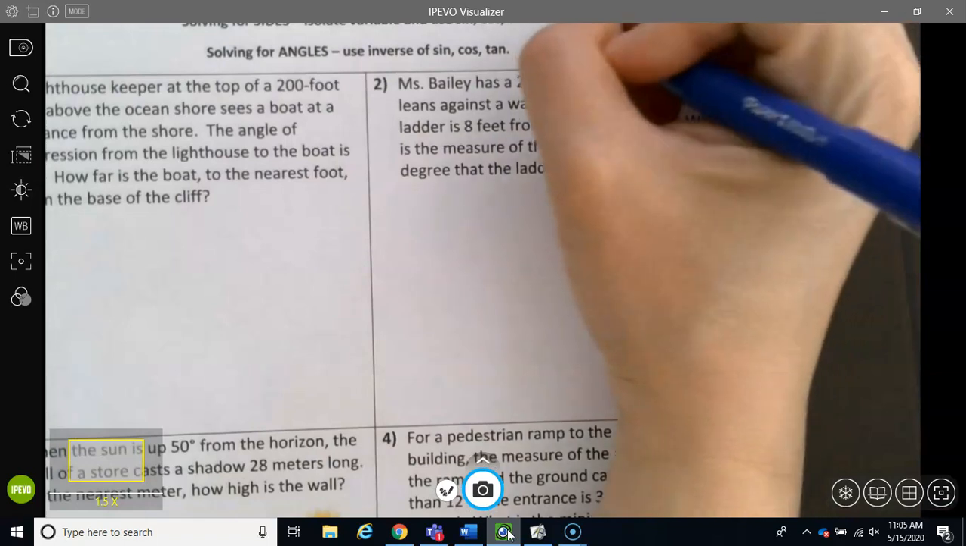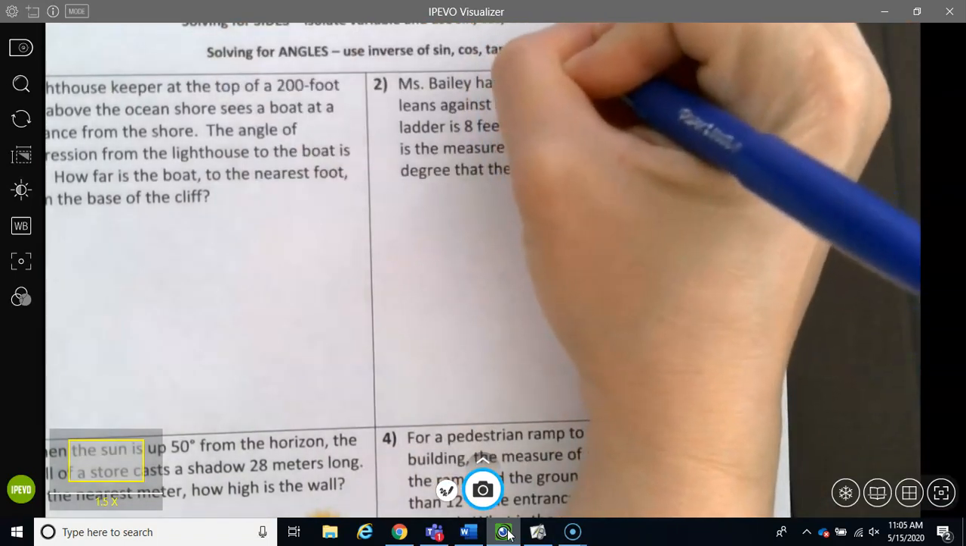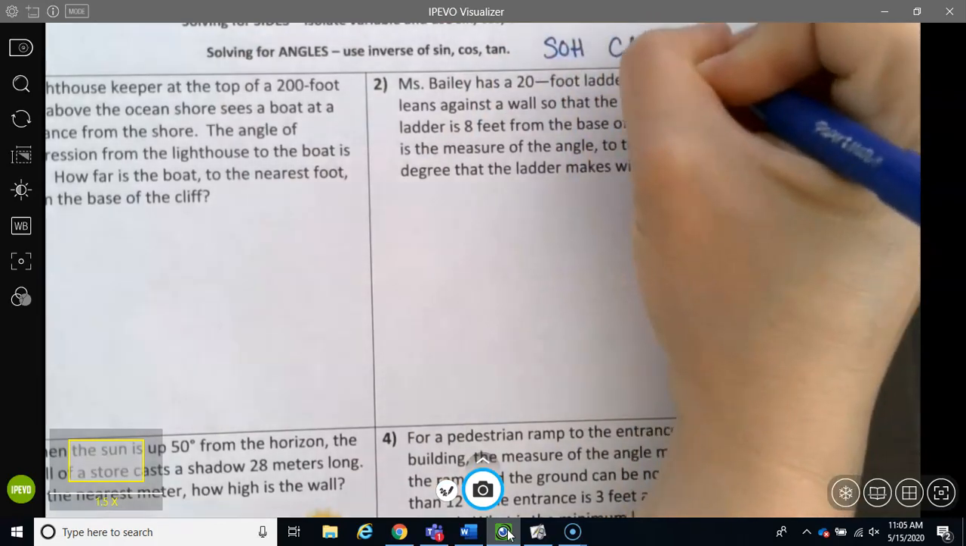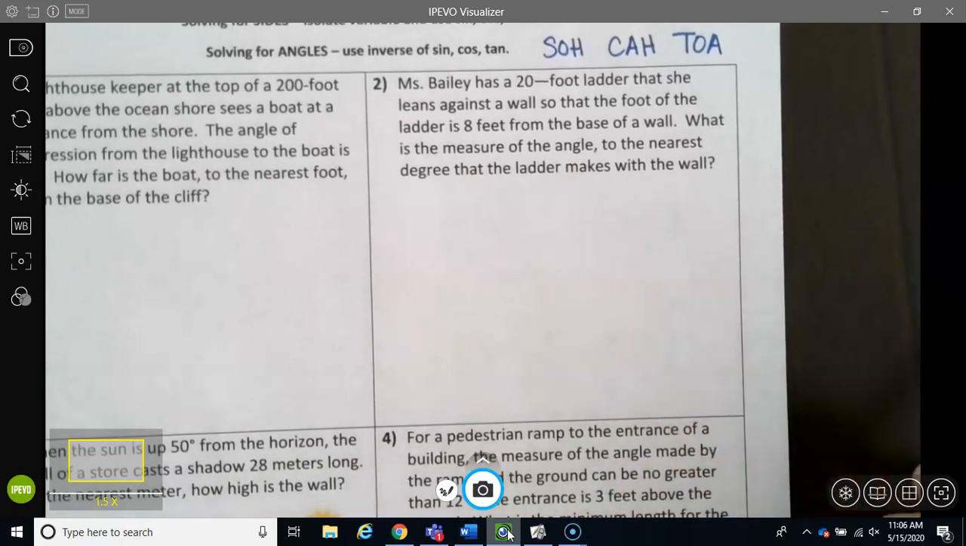I'm going to write SOHCAHTOA at the top of my paper. I like to have it there on every single page with me. All right, Mrs. Bailey has a 20-foot ladder that she leaned against the wall. That's really similar. Oh, no, but we're finding an angle this time. So Mrs. Bailey has a 20-foot ladder that she leans against a wall so that the foot of the ladder is 8 feet from the base of the wall.